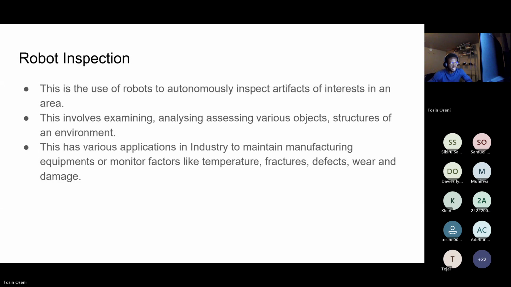So what is robot inspection? Kind of similar to exploration, except you aren't searching an entire space. You have some kind of artifact or structure you're trying to inspect, and you want to get, say, the temperature reading or fracture reading from the artifact. It has a lot of applications in industry and manufacturing, where you typically use a human being. So we're trying to figure out how you would automate this with robots.